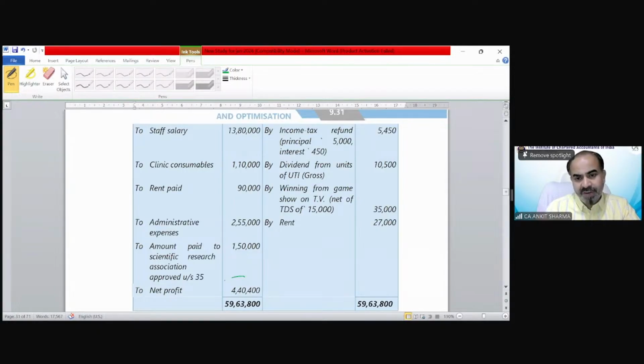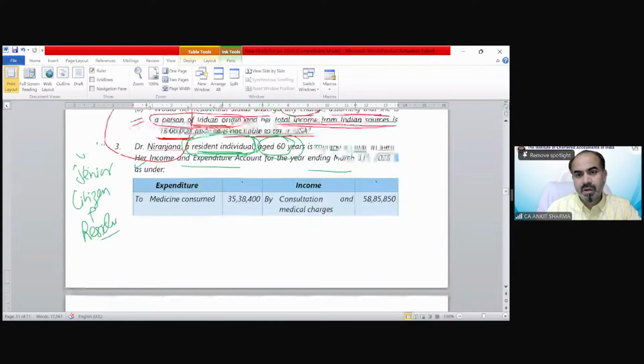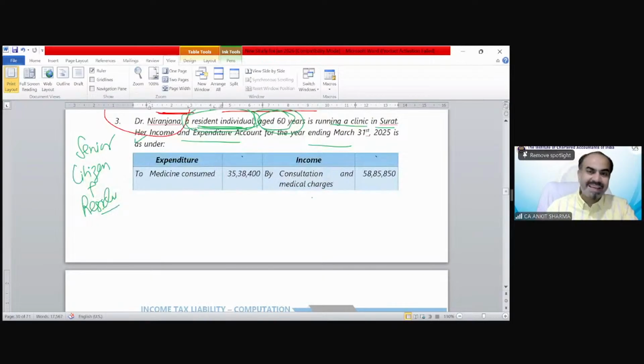The net profit given in the question is 4,40,400. So I have written it down over here: 4,40,400. That's a PGBP question. So we will start from the income side. If there is any income which should not be part of my business, that is going to be disallowed.